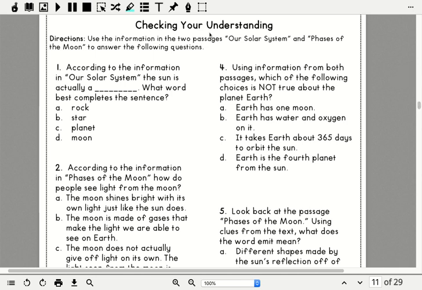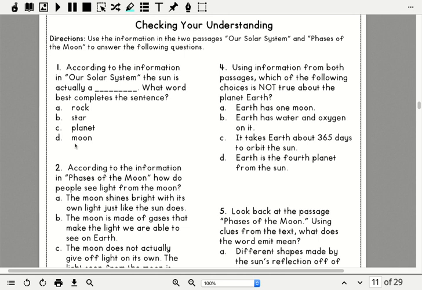Today we're going to do your checking for understanding and your compare and contrast pages for our solar system and phases of the moon. So let's start here with number one. Number one says, according to the information in our solar system, the sun is actually a blank. What word best completes the sentence? A, rock, B, star, C, planet, D, moon.